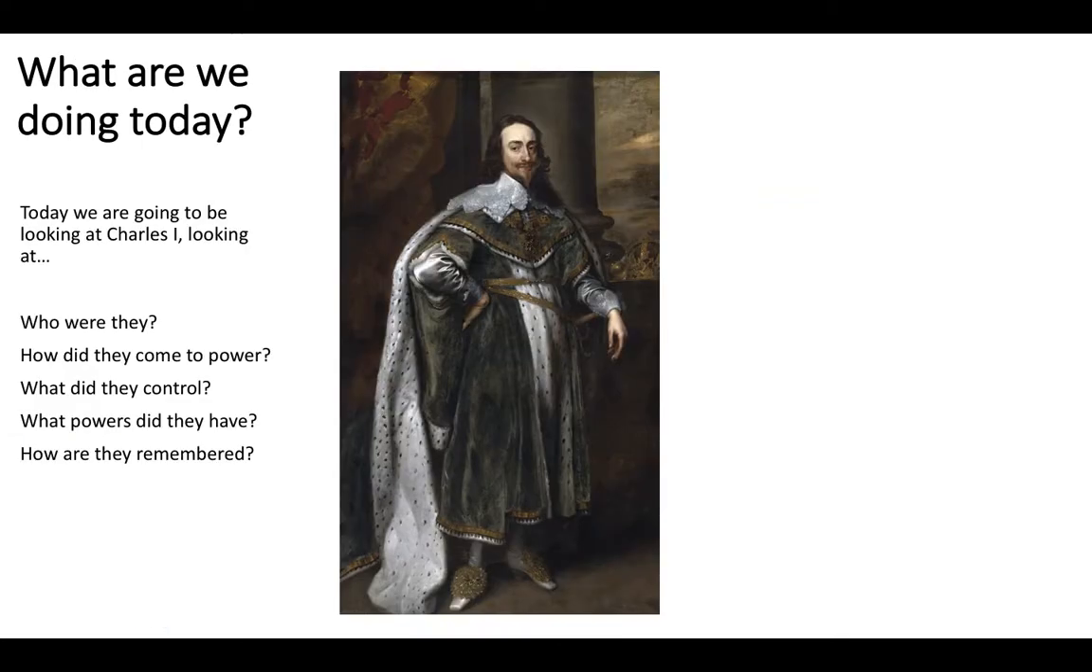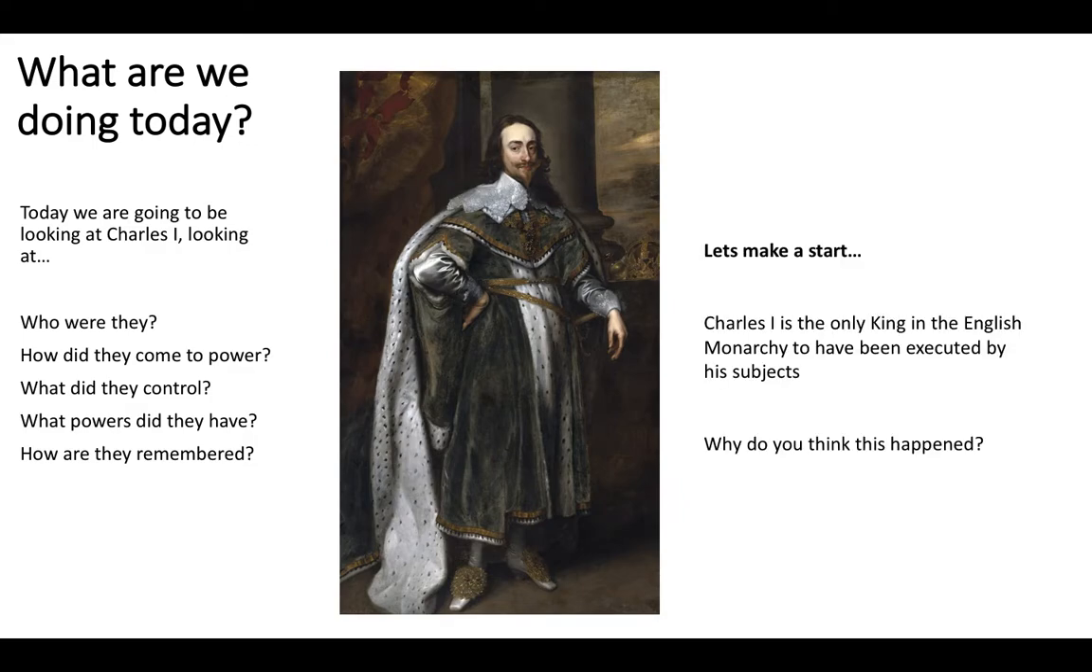So today we're going to look at a new person. We're going to look at Charles I. We're going to be looking at who they were, how they came to power, what he controlled, what powers he had, and how he is remembered. Charles I is a very famous monarch because he is the only monarch to be executed by his subjects, to have his head cut off. So I want you to just pause the video here for 1 minute and I want you to write down the reasons why this might have happened.